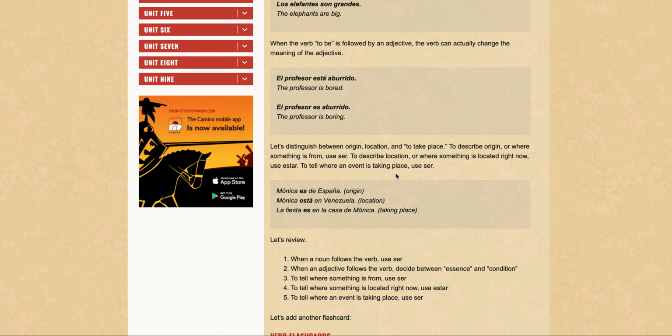So if you take a look at these examples, Monica es de España. So Monica is from Spain, and that is a characteristic, origin. So ser. Monica está en Venezuela. Monica is in Venezuela. That's location. La fiesta es en la casa de Monica. The fiesta is in the house of Monica. The fiesta, or the party, is taking place in Monica's house.